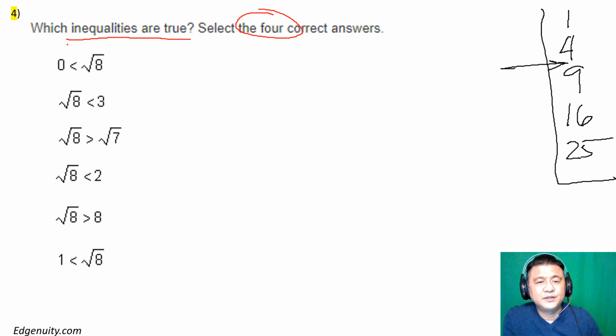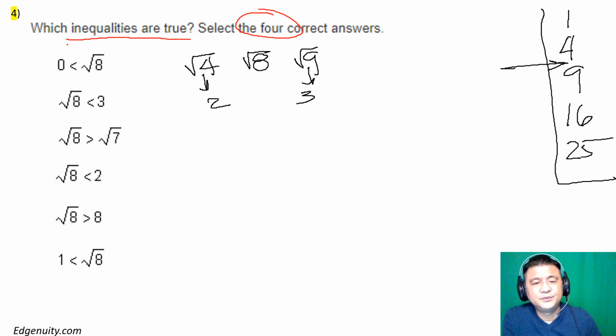So square root of 8 is between square root of 4 and square root of 9. So it's between 2 and 3. But 8 is somewhere nearer what? Near 9. So you cannot say 2.5, right? You could say in the middle, 2.5. Let's make it 2.6 or something, all right? So let's use that for the meantime.